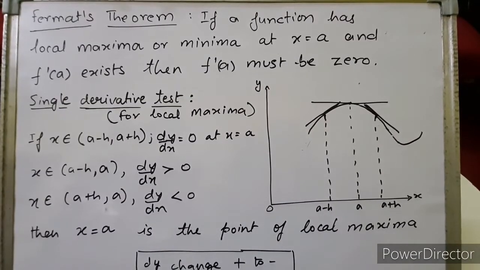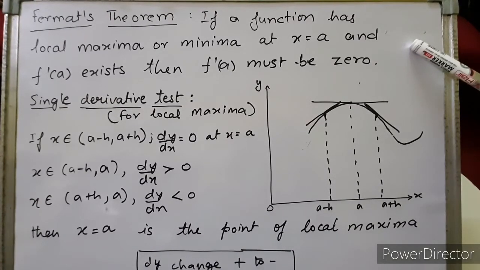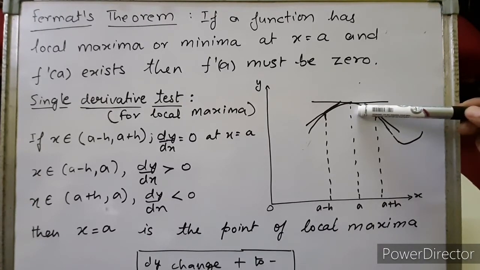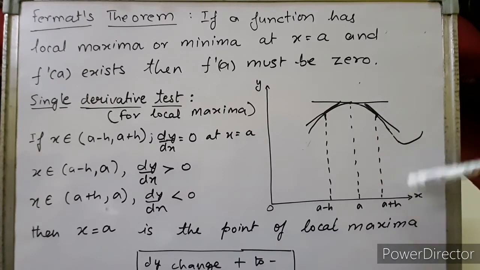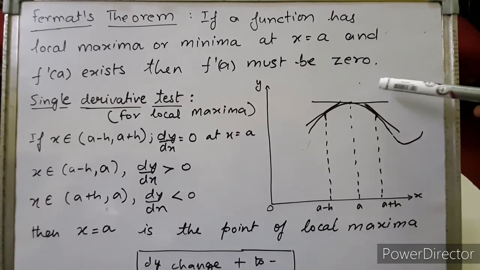Children, next we are going to discuss Fermat's theorem. This theorem states that if a function has a local maxima or local minima at x equals a, and f dash a exists, then f dash a must be 0. When the slope of the tangent at the point x equals a is 0, that means the tangent is parallel to the x-axis. That means this is the turning point of the curve. At the turning point, we could obtain a local maxima or local minima.